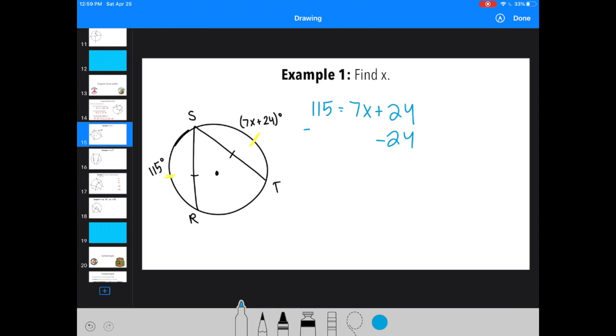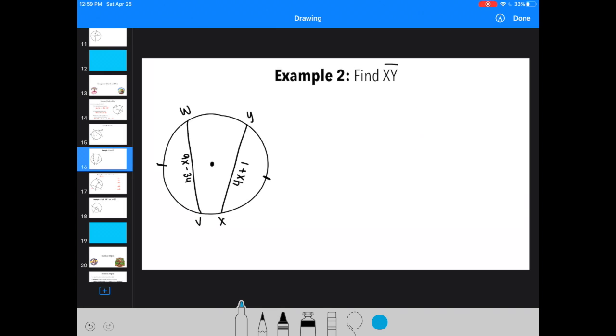All right, first step, subtract 24. Giving me 115 minus 24. 91 is equal to 7x. X is equal to, drum roll please, 13. Oh, there, Hot Mess Express. Not too shabby. All right, let's look at another example.